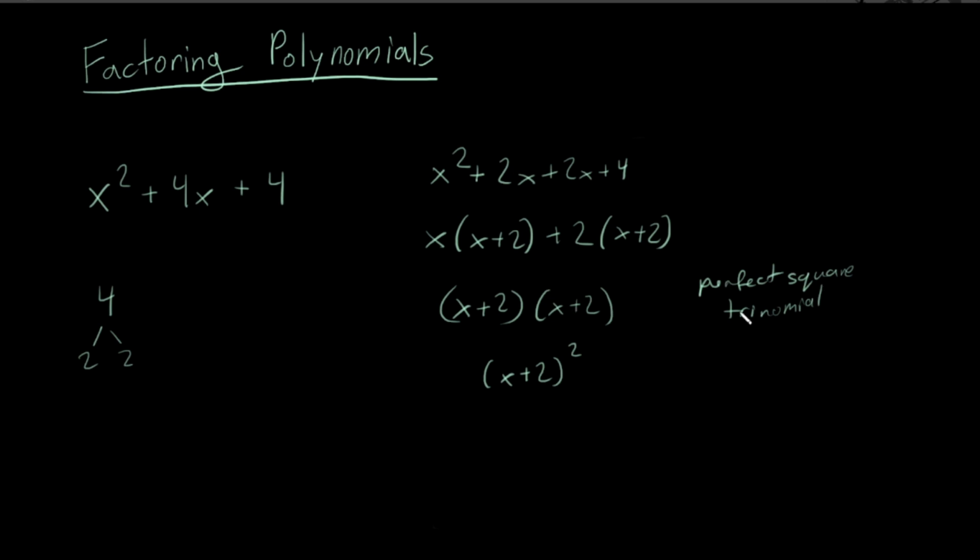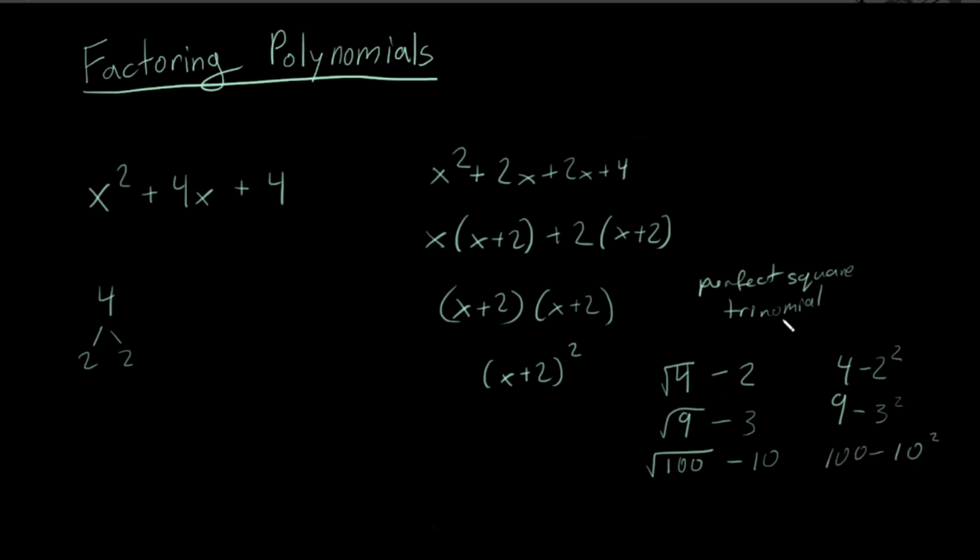Now, a perfect square, just like any other perfect squares of 4, 9, 100, if square rooted, can be written as 2, the root of 9 can be written as 3, and 100 can be written as 10. And 4 can be written as 2 squared, 9 can be written as 3 squared, and 100 can be written as 10 squared. So these are perfect squares.